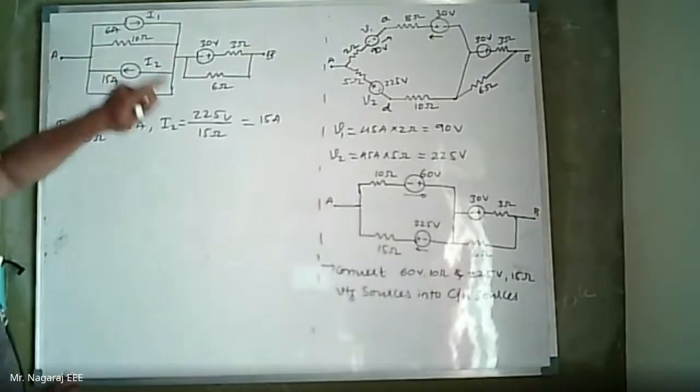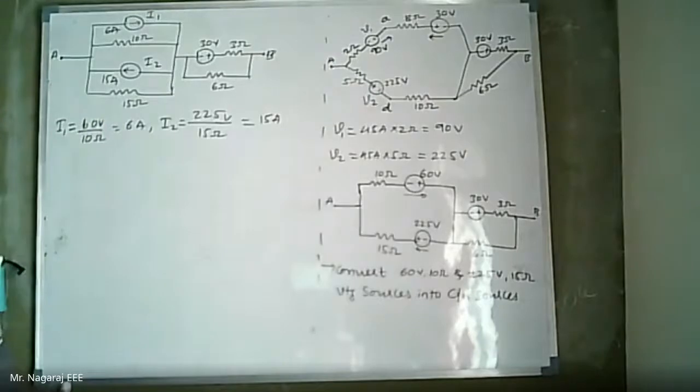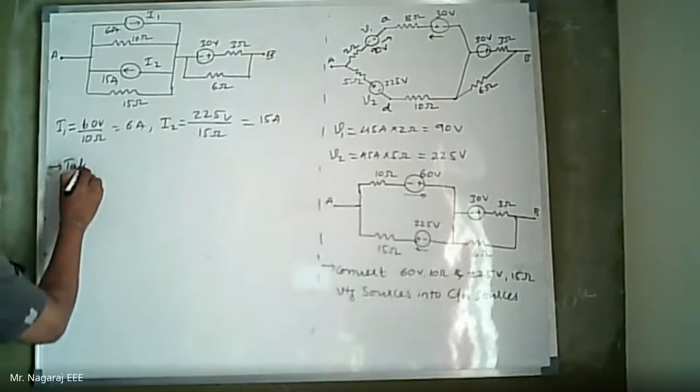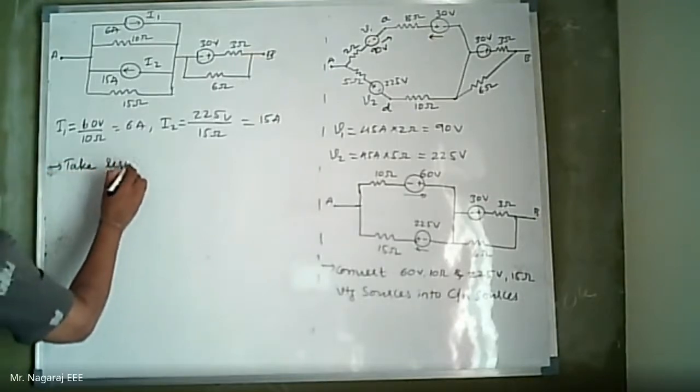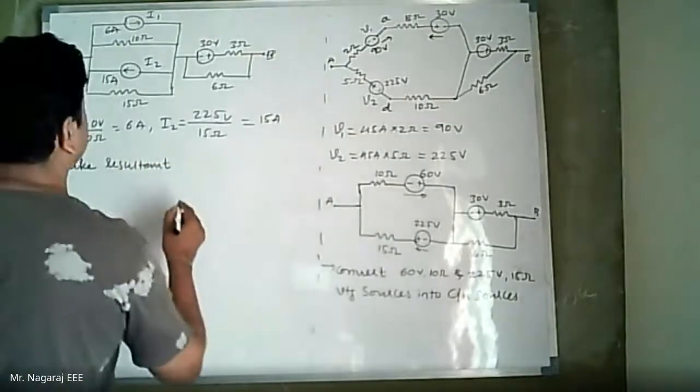Now I have two current sources in parallel, and both are opposing each other. 15 ampere is larger current than 6 ampere. So the resultant current direction will be of 15 amperes. Now take resultant.